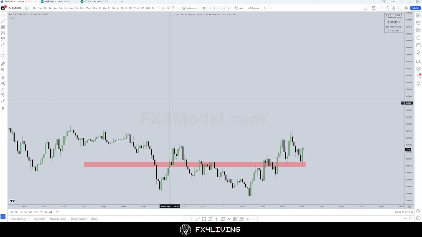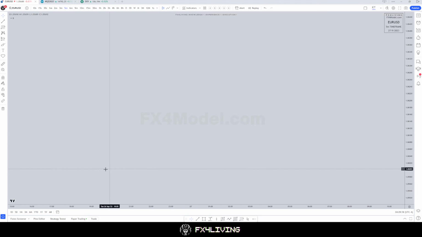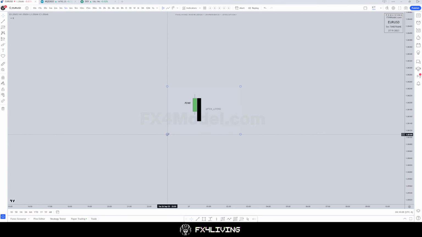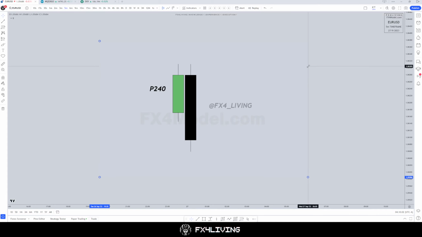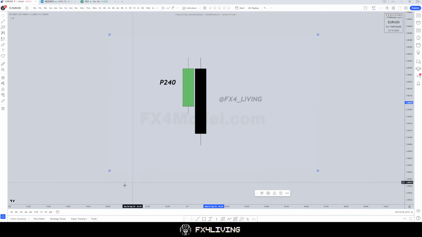So I'll just try to do a quick presentation, not too complicated. This is all the screenshots that I have on my Discord, so I'll just go over that, and it's going to be easier to explain the way that I trade this model.